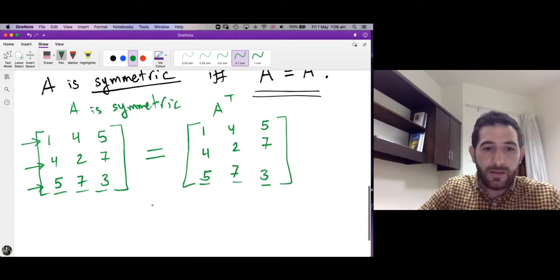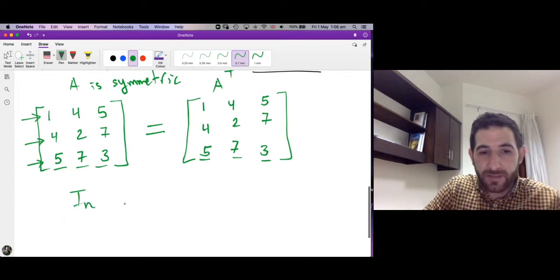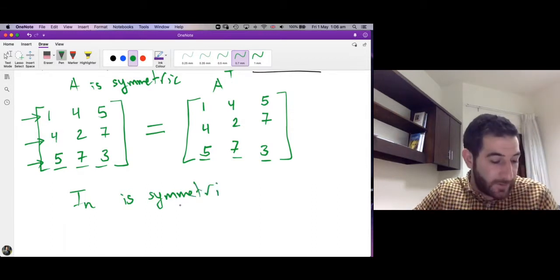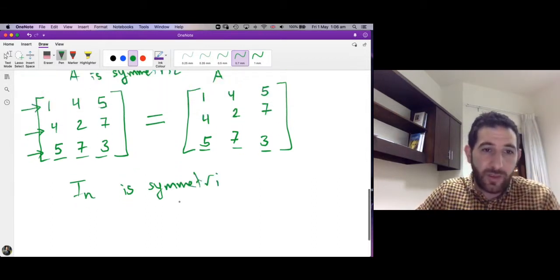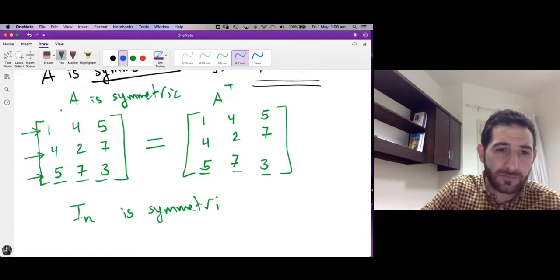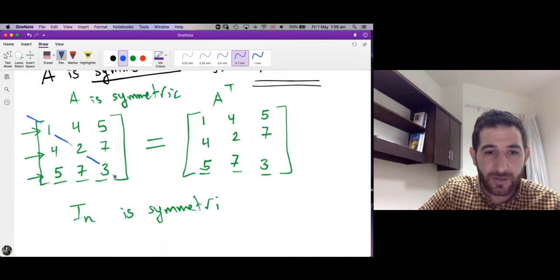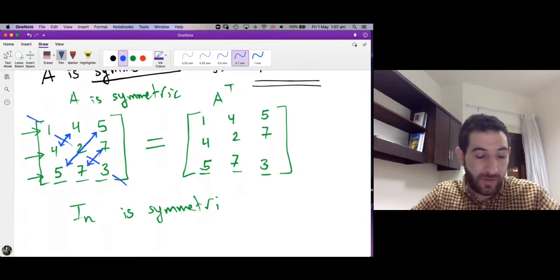Okay, clearly the identity matrix is symmetric. Notice that when we have a symmetric matrix, the name comes because we have a symmetry across the main diagonal. Look here, imagine the main diagonal is a mirror, and now we have 4 and its mirror image, 5 and its mirror image, and 7 and its mirror image. So here we have symmetry.